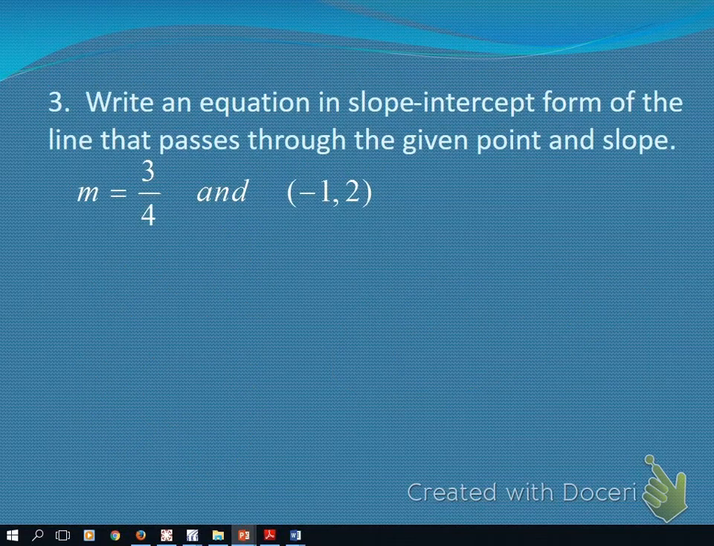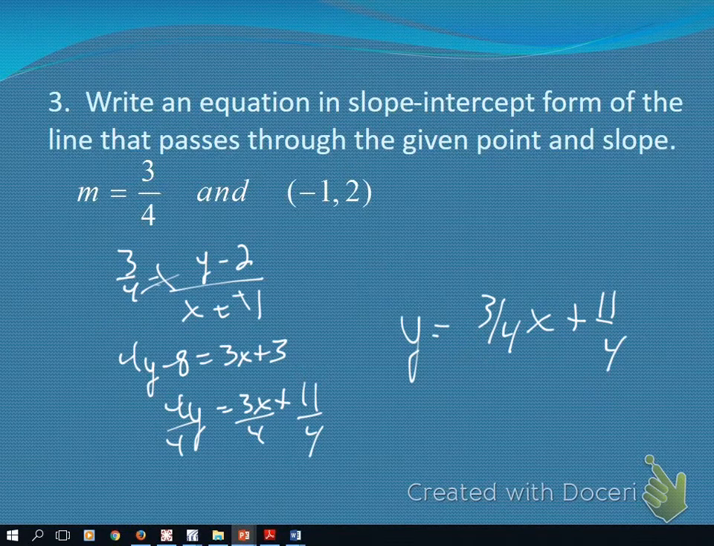Try this one on your own and see how you do. Stop the video and start it back up and check your work. Did you get y equals 3/4 x plus 11/4? I hope you did.